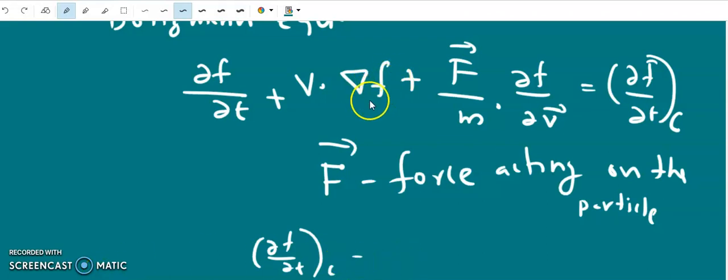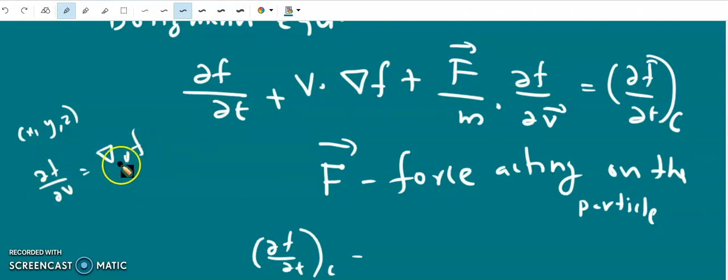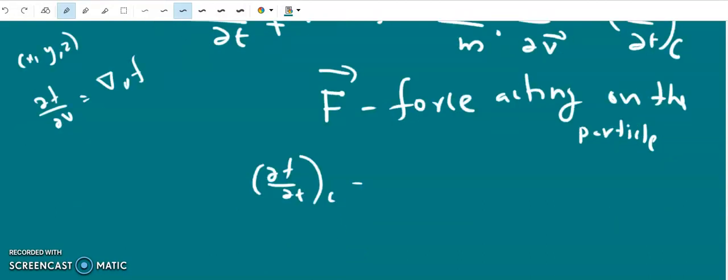Dou f by dou t is the time rate of change of the distribution function due to collisions. And this is the gradient operator in position space x, y, z space. And this one is the gradient operator in velocity space. This dou f by dou v we can write as del v of f. It is the gradient in velocity space. Why it is called that, we will discuss.